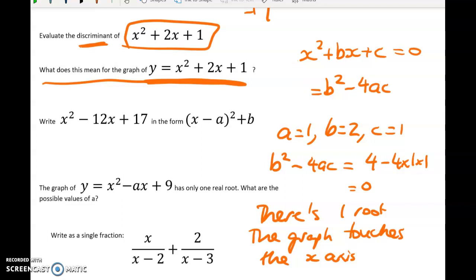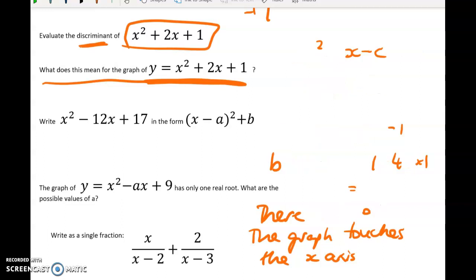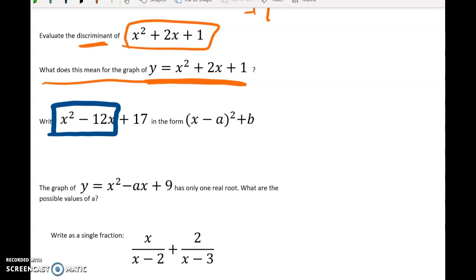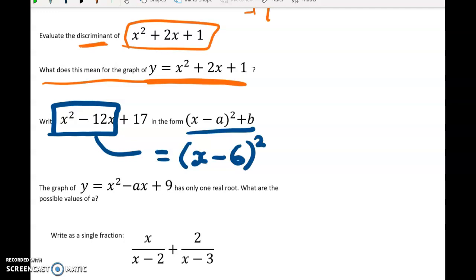So the next skill I want to go over is completing the square. And I've put that in revision assignments 1 and 2 that are up on Google Classroom. Okay, so completing the square is not difficult and it's very useful. So completing the square means we're going to rewrite into this form. We look at that first bit and we say this is equal to x minus 6 squared.